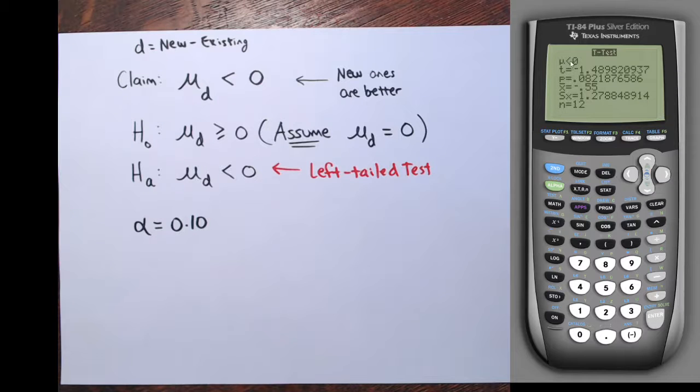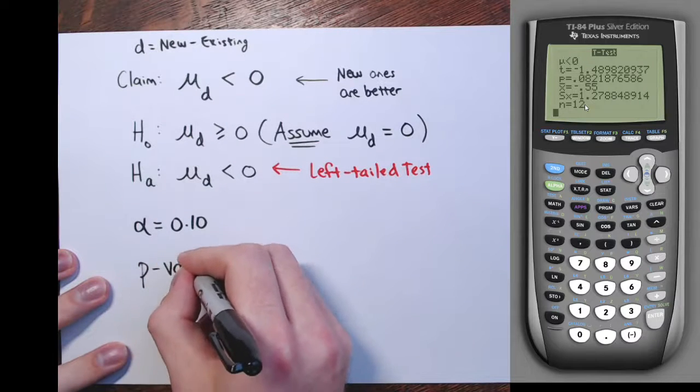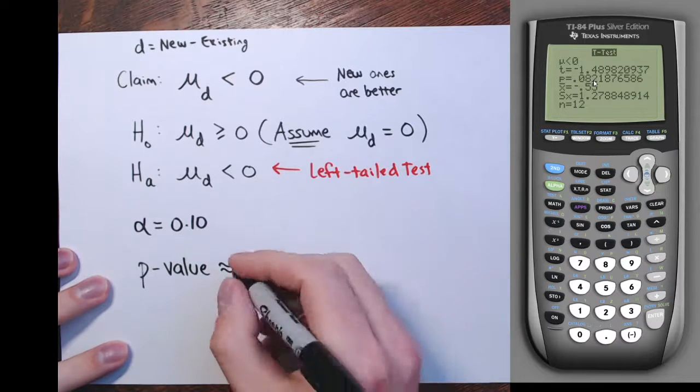And look, they show you what the alternative hypothesis is. They give me a test statistic, the t-score, negative 1.489. They give you the d-bar, the average of those sample differences. They give you the SD, the standard deviation of the sample differences. They give you the size of the sample, 12. But the most important line is the p-value. And the p-value here, this p line, is 0.082.